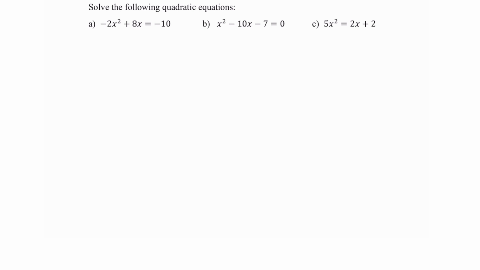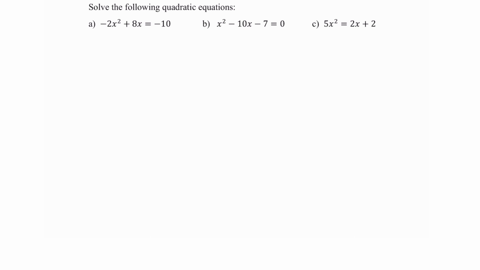So let's look at this first one. Negative 2x squared plus 8x is equal to negative 10. Well, here I notice that every single one of the coefficients is evenly divisible by 2. And in fact, my lead coefficient, the coefficient in front of the x squared term, is a negative 2. So I want to divide both sides of this equation by negative 2 in order to get the coefficients to be a little bit more manageable to work with.